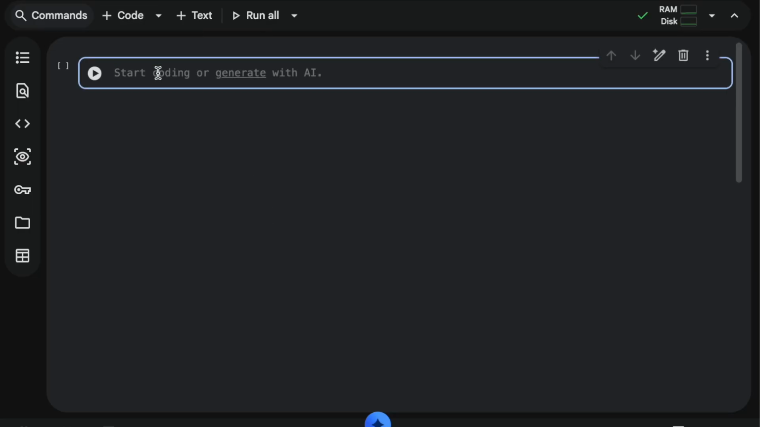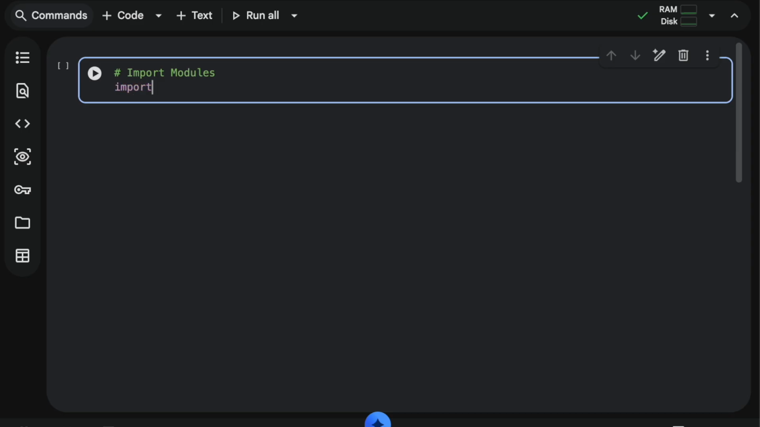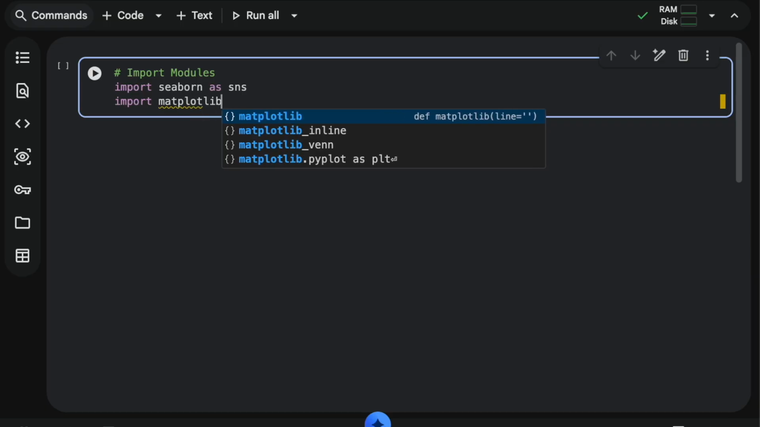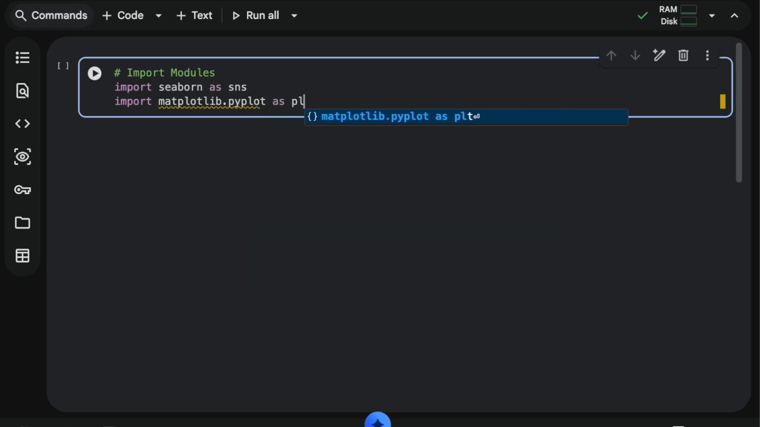First, let's import Seaborn and Matplotlib. Seaborn is the visualization library we'll use to create beautiful statistical charts, while Matplotlib helps display and customize those plots. The aliases SNS and PLT are standard shortcuts used in almost every Python data science project.